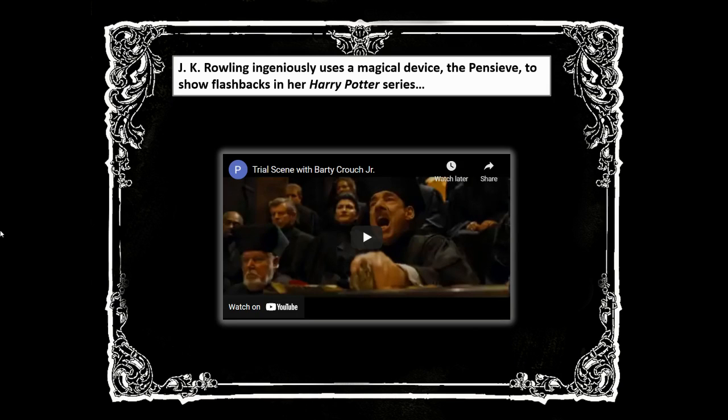J.K. Rowling ingeniously uses a magical device, the pensieve, to show flashbacks in her Harry Potter series. I have this scene here where Harry Potter is looking into the pensieve and he sees a memory, and it gives us, the reader, some information about what's going on. I guess Voldemort is back, but this is showing us a memory from when Voldemort had gained power the first time around. So let's take a look here.